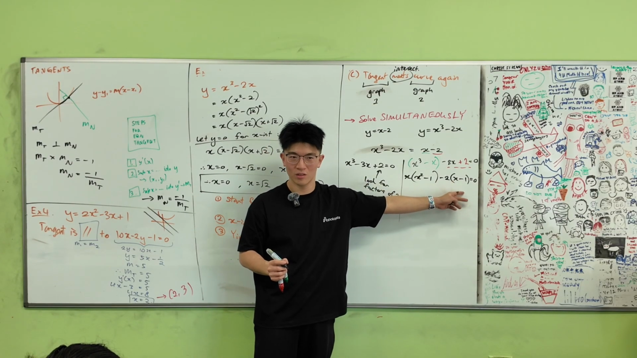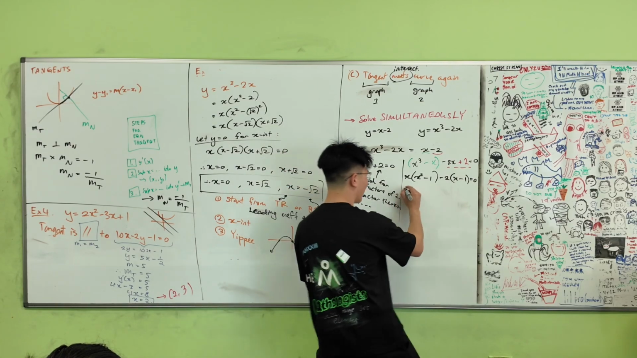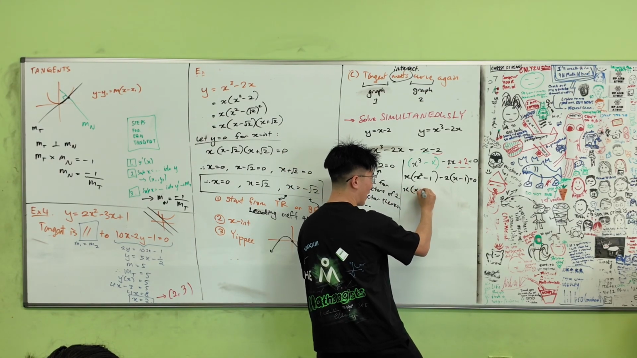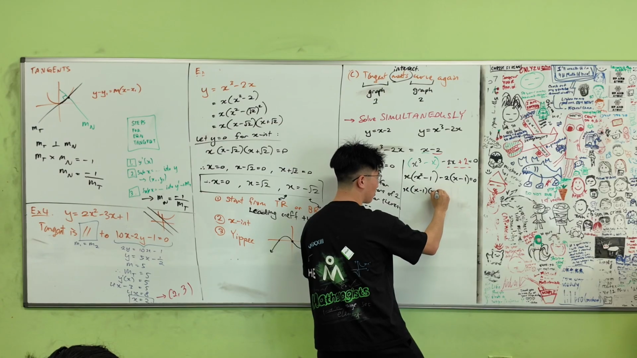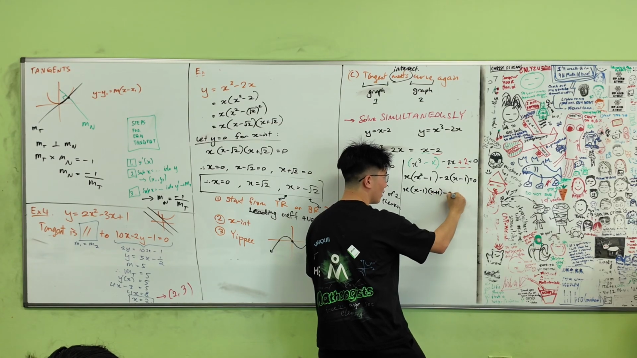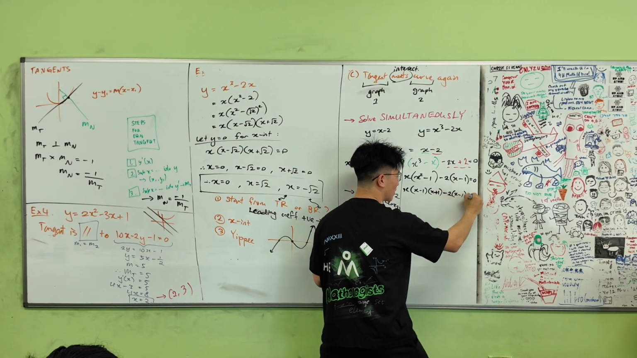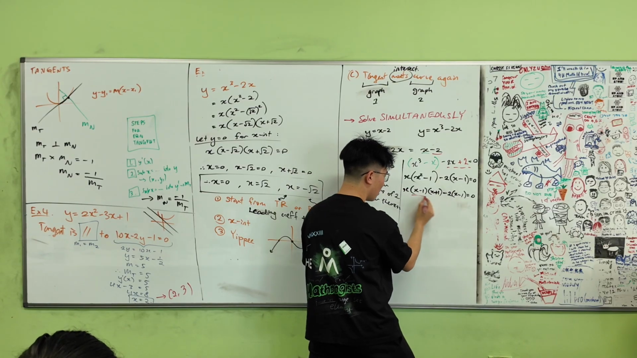These aren't the same, but they are related. How does x squared minus 1 relate to x minus 1? x plus 1, x minus 1. Very good. There's a common factor in there. So let me factorize this even further. x minus 1, x plus 1 from difference of squares, x minus 1 equals 0.